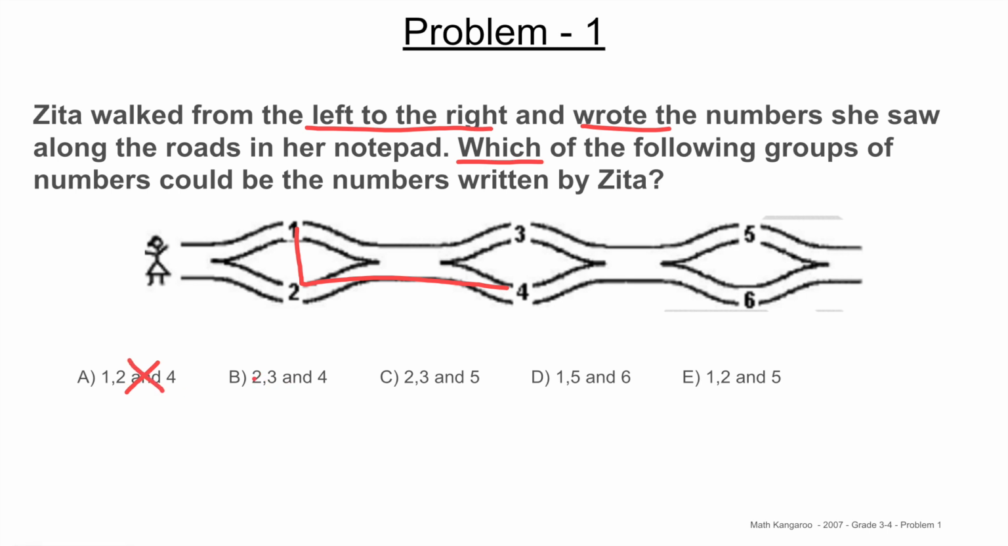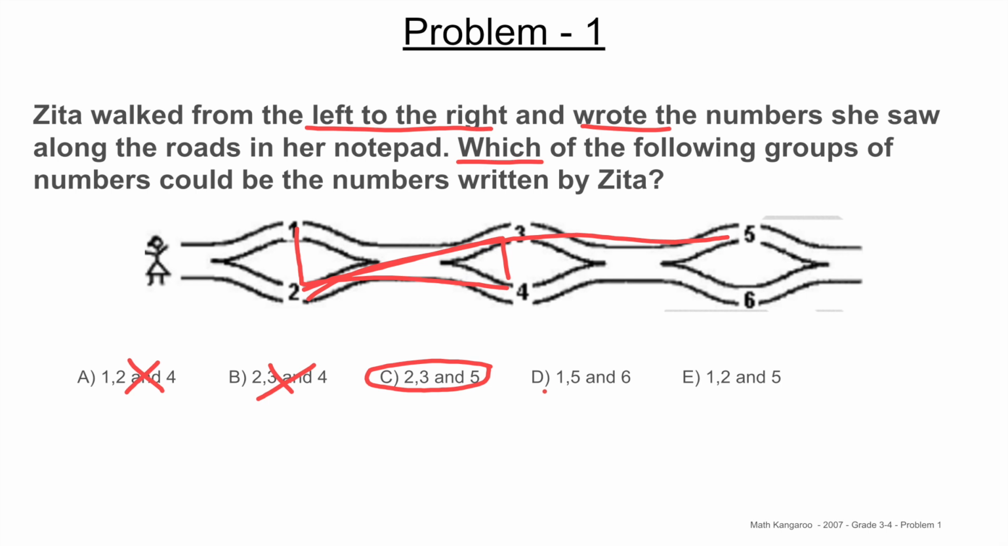We eliminate. Option B, 2, 3 and 4. She starts at 2, moves to 3, but no. She jumps to 4. Not possible. We eliminate it. Option C, 2, 3 and 5. She starts at 2, moves to 3 and reaches 5. Seems like she followed a path. We found our answer. Option C. Let's see if this is our best answer.